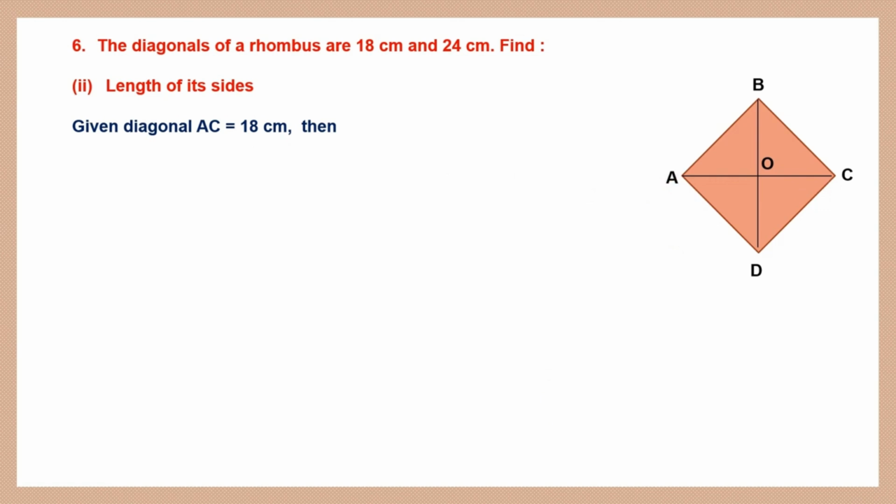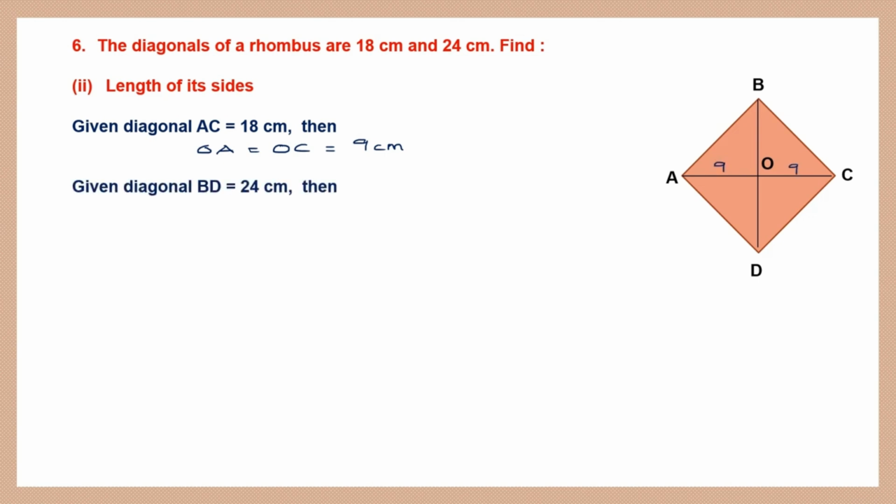So if this is 18 centimeters, then AO and OC will be 9 each, isn't it? This whole thing is 18. So half this side will be 9 and the other half that side will be 9. So in that case we can say OA is equal to OC and both are equal to 9 centimeters. So we can write that. So this is 9 and this is also 9 centimeters.